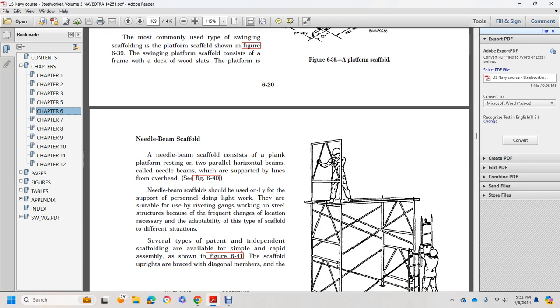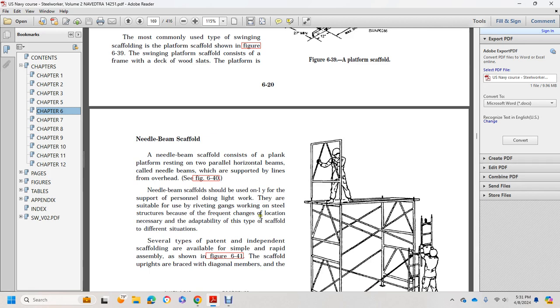Needle beam scaffolding. Needle beam scaffolding consists of a plank platform resting on two pairs of horizontal beams called needle beams, which are supported with lines overhead, figure 640. Needle beam scaffolds should be used only to support personnel doing light work. They are suitable for riveting gangs working on steel structures, where the location frequently changes.